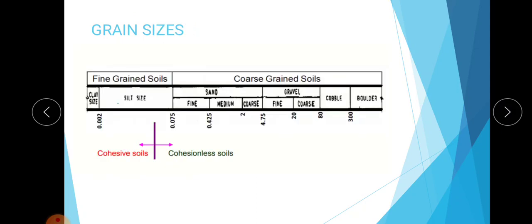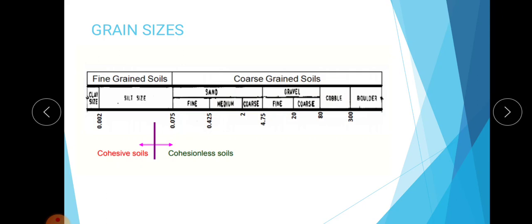So next we can discuss grain size. I have discussed this in the first module. The soils are classified into fine grained and coarse grained, and these are again subdivided into different categories based on size. For classifying fine grained and coarse grained soil, the boundary is 0.075 mm. A particle with size less than 0.075 mm is known as fine grained soil, usually clay particle.